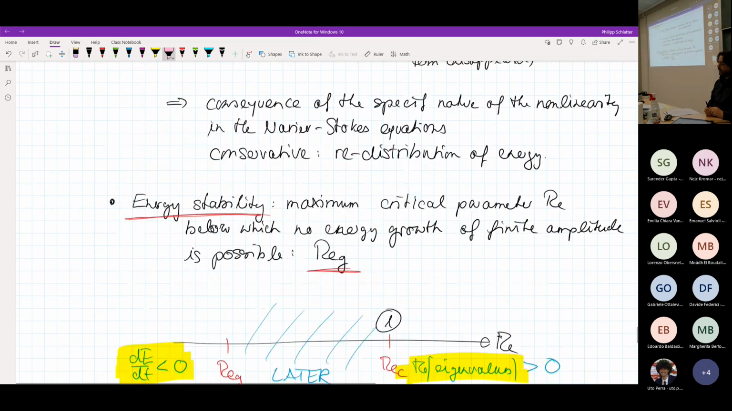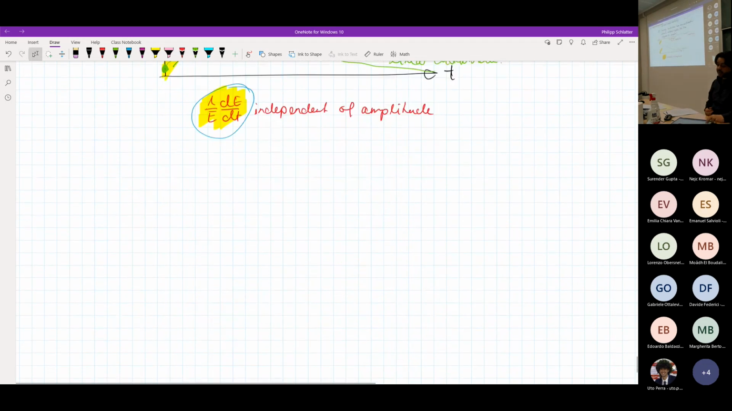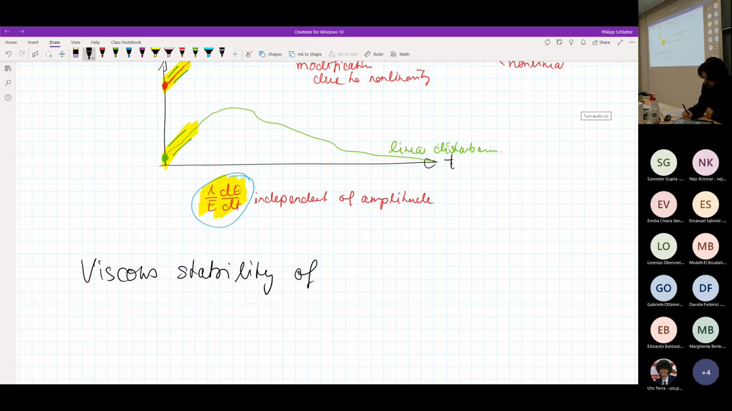Now, I realize that it's now 6 minutes left until 6, so we will not get too far. What I would just like to give you here as a first hint is a short historical perspective behind that. So how this appeared. The next topic will be the viscous stability of shear flows.